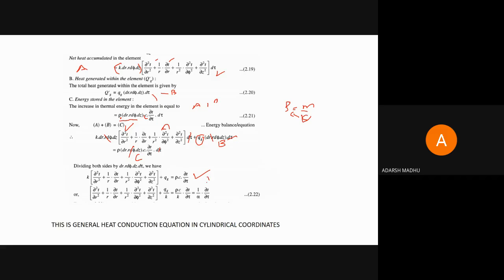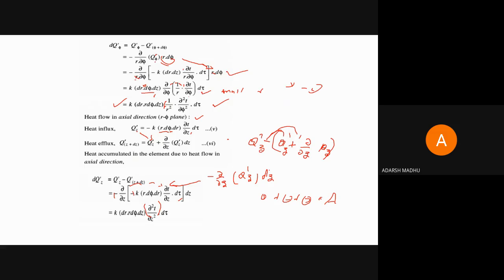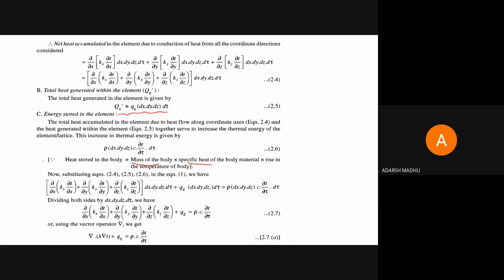So let us simplify this equation by including an element called alpha. I think I forgot to explain it in the previous derivation, so we'll take the previous derivation. The final equation we got there is dou by dou x of kx dou T by dou x plus dou by dou y of ky into dou T by dou y plus dou by dou z of kz into dou T by dou z. This is the final equation we have got, plus qg equal to rho c into dou T by dou tau.